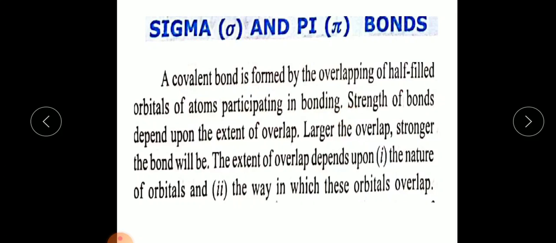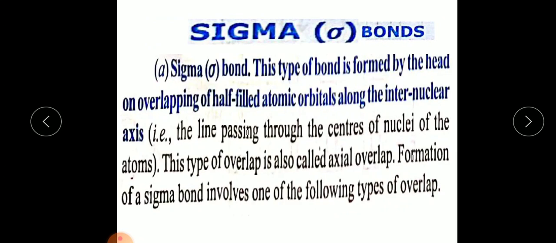Strength of bonds depends upon the extent of overlap. Larger the overlap, stronger the bond will be. The extent of overlap depends upon, number one, the nature of orbitals, and number two, the way in which these orbitals overlap. So let us discuss sigma bond first. Sigma bond, the symbol is this one, sigma. This type of bond is formed by the head-on overlapping of half-filled atomic orbitals along the internuclear axis.